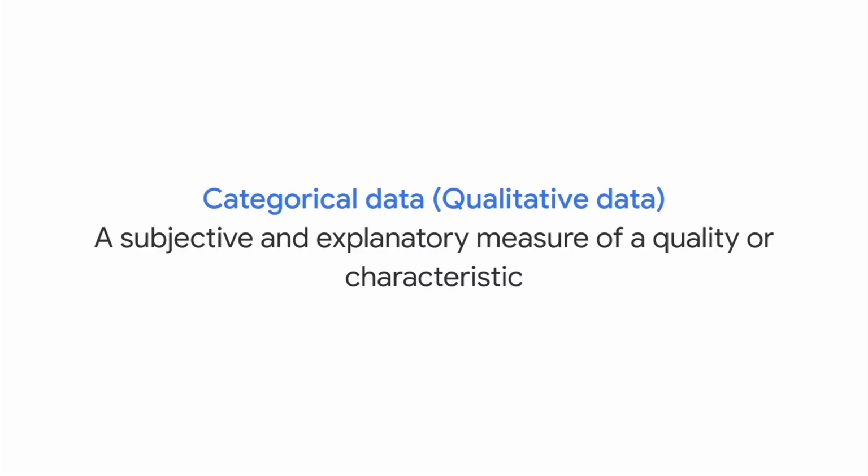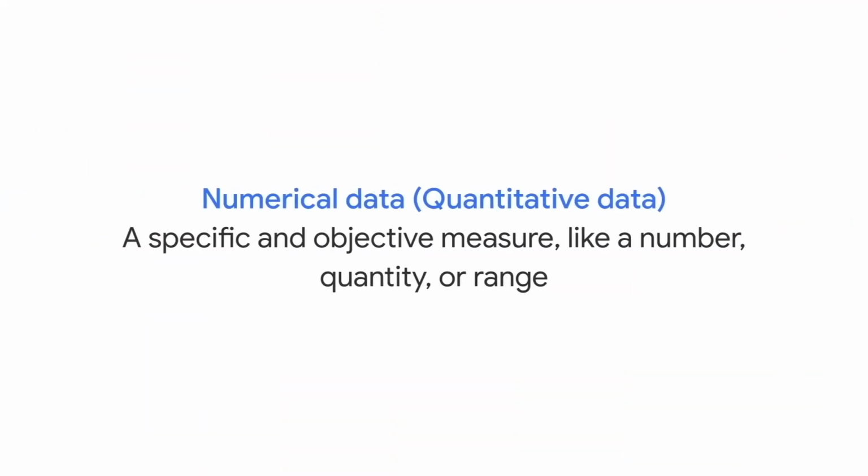Categorical data, also referred to as qualitative data, is a subjective and explanatory measure of a quality or characteristic. Put in simpler terms, it's data that describes the categories or qualities of the data being collected. Think of things you can name, like countries, industries, or products. Numerical data, also referred to as quantitative data, is a specific and objective measure, like a number, quantity, or range. So it's data that can be quantified, and it describes things that you can count, order, or measure, like ages, test scores, and prices.